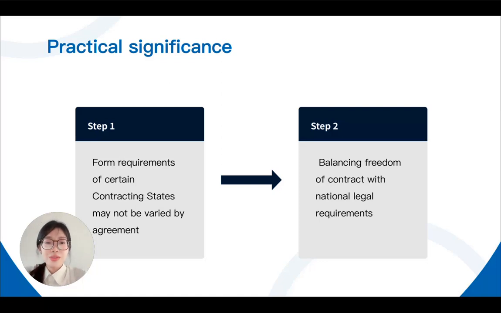Article 12 ensures that in jurisdictions that have made an Article 96 declaration, the formal requirements cannot be derogated from by agreement between the parties. This provision highlights the balance the CISG strikes between respecting party autonomy and adhering to mandatory national legal requirements.